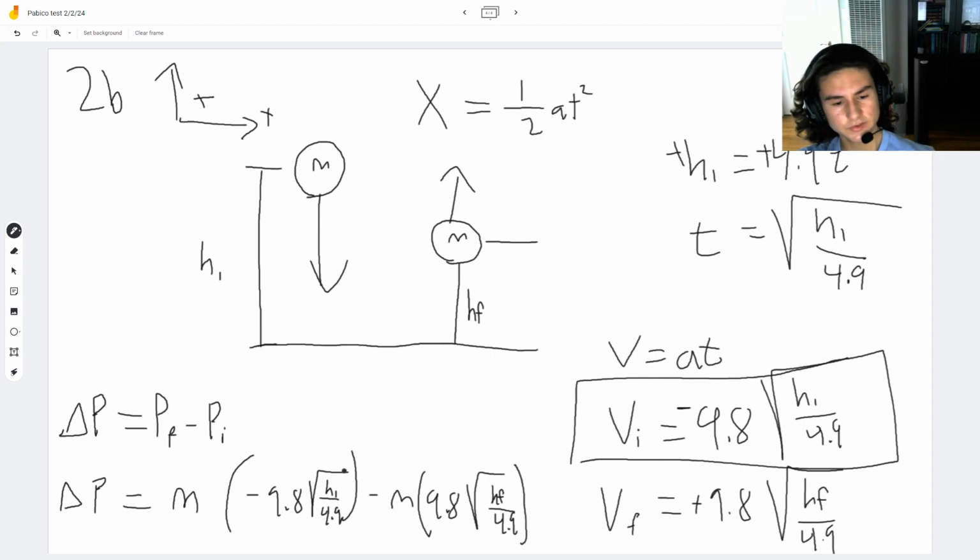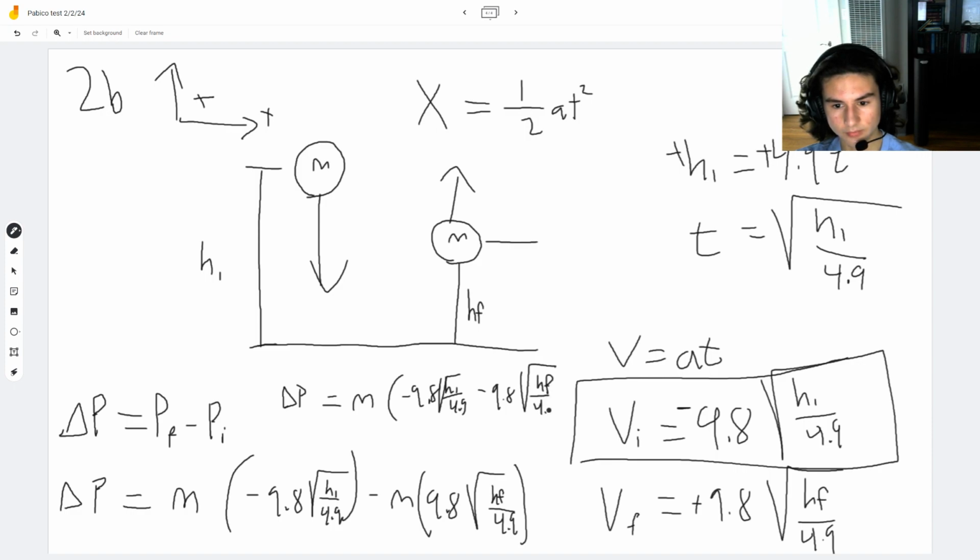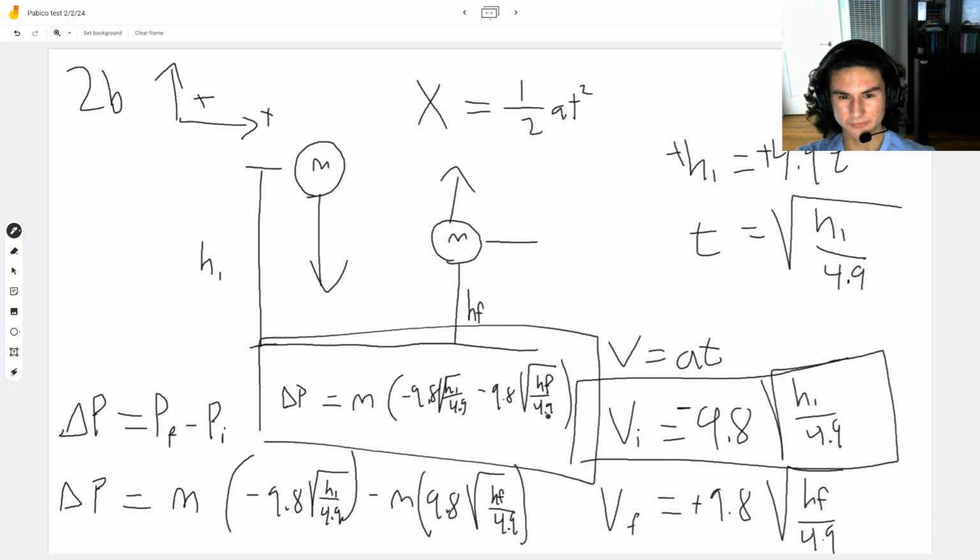So we can also simplify this a little bit further by factoring out m. Change in p equals m times negative 9.8 square root of h1 over 4.9, and then minus again 9.8 root h final over 4.9. So this is basically our final answer. You have to plug in a few numbers to find the total impulse, but other than that, it's pretty simple.